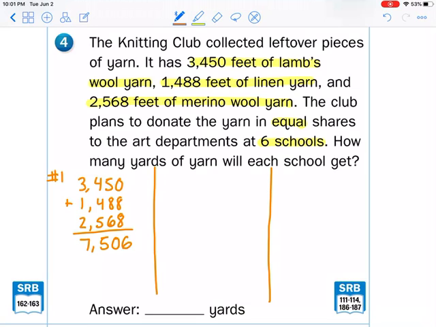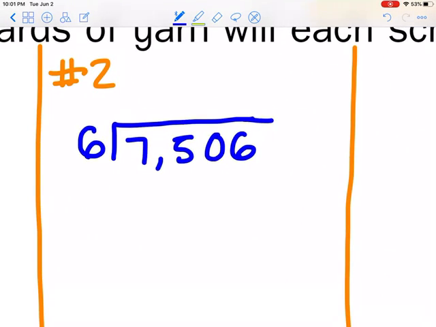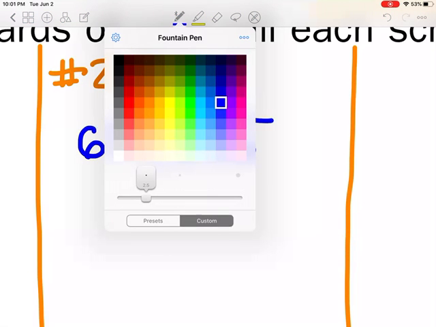And if I added this all together, I would get 7,506. Now, I have to take that 7,506 and make it into 6 groups. So I'm going to divide. So number 2, actually let me change my color, is going to be 6 divided by 7,506. Okay. Can 6 go into 7? Yes, it can go into 7.